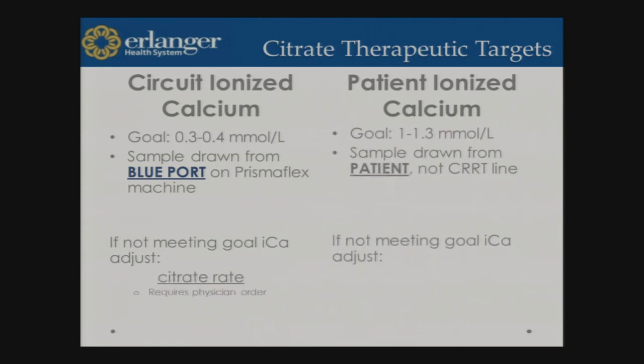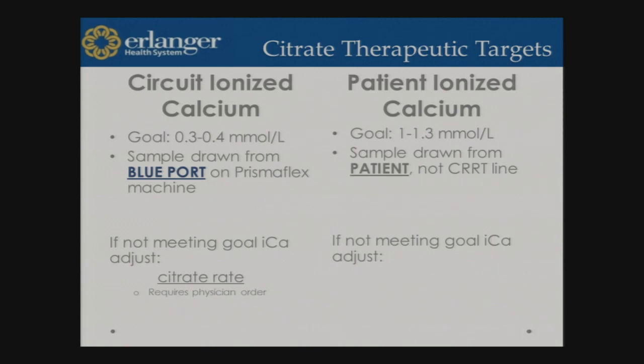So the patient ionized calcium is going to be drawn from the patient, not anywhere from the CRT circuit, and our goal ionized calcium for those patients is 1 to 1.3. Okay, so it's important to recognize you're going to have two ionized calcium levels on your labs, drawn within 2 minutes of each other.